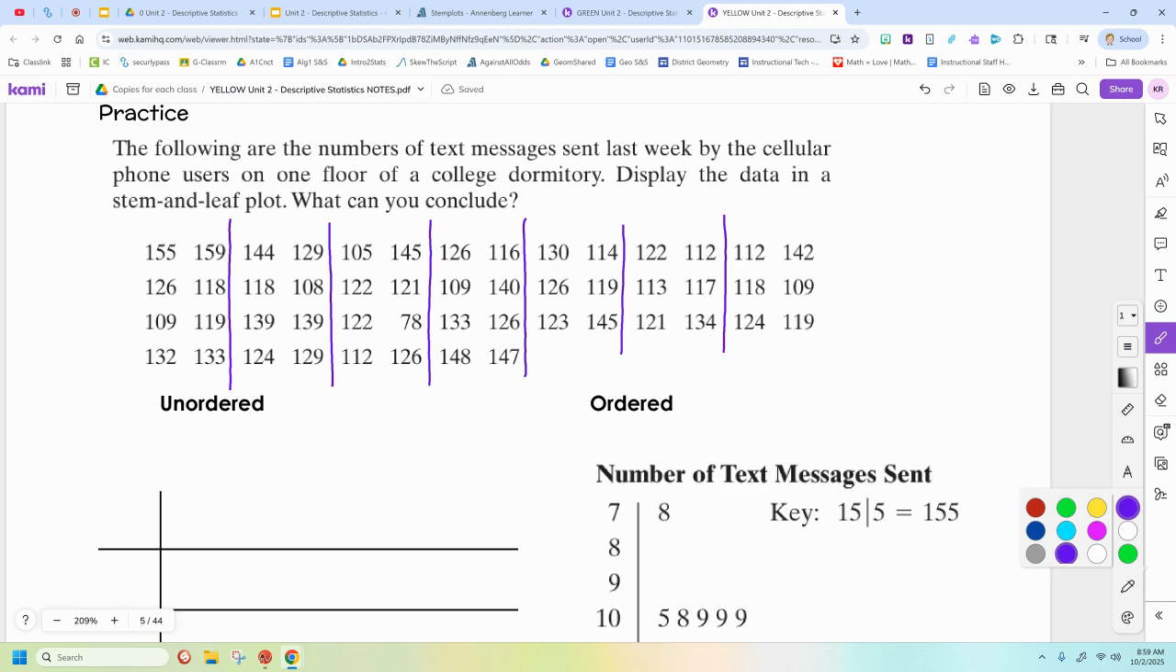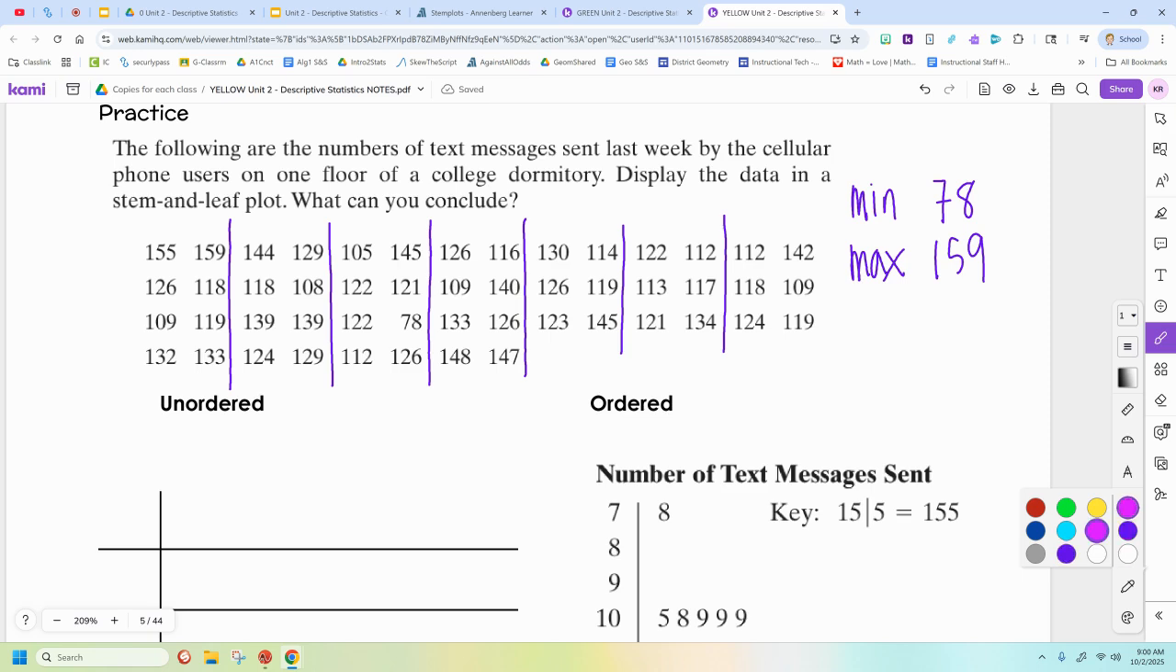The next thing you always want to do is look for your minimum number and your maximum number. So let's take a quick look. What is our lowest number of text messages? I see a 78. Is there something lower than 78? No. Okay, 78. What's our highest number? There's a 159. Okay. And actually, I probably could have looked at the answer to figure that out.